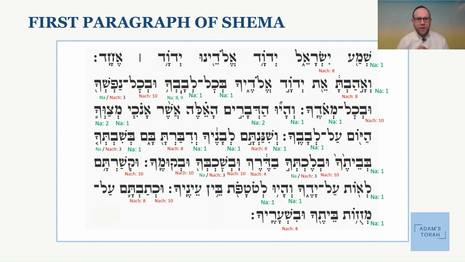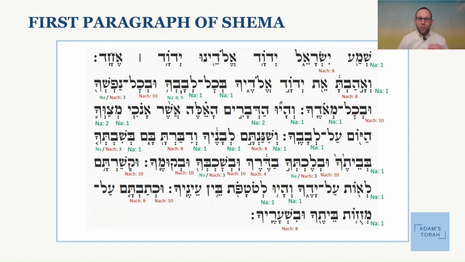Let's look at the word nafshecha. Nafshecha is going to have rule number 3. Rule number 3 tells us if you have 2 shevas in a row, what happens? First one is a nach, the second one is a na. The sheva underneath the fe is a sheva nach, the one underneath the shin, the second one, is a sheva na, nafshecha. Okay, very good.